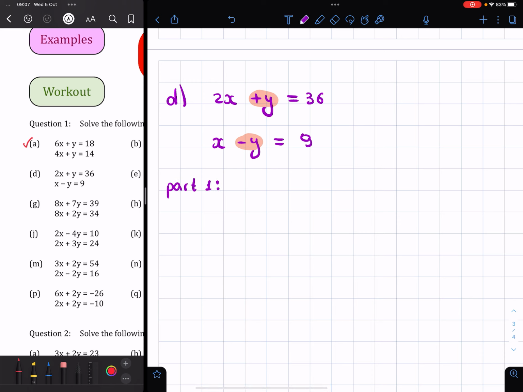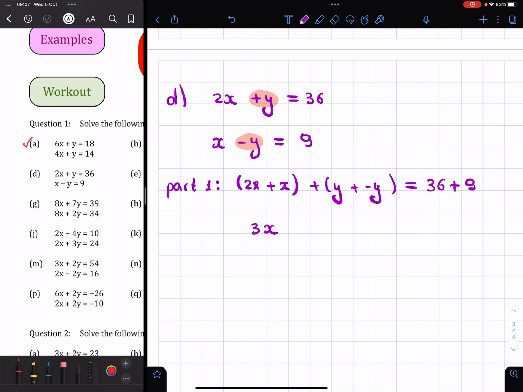So it's going to be part 1. Part 1 over here will be addition. I'm going to add 2x to x, yes? So I'm going to add y to negative y. So that equals 36 plus 9. Happy with this? What did I do? Good. So 2x plus x is how much? 3x. So that's going to give us 3x.